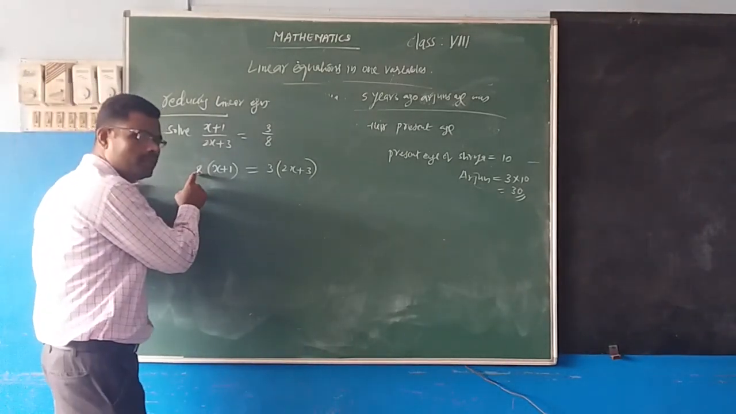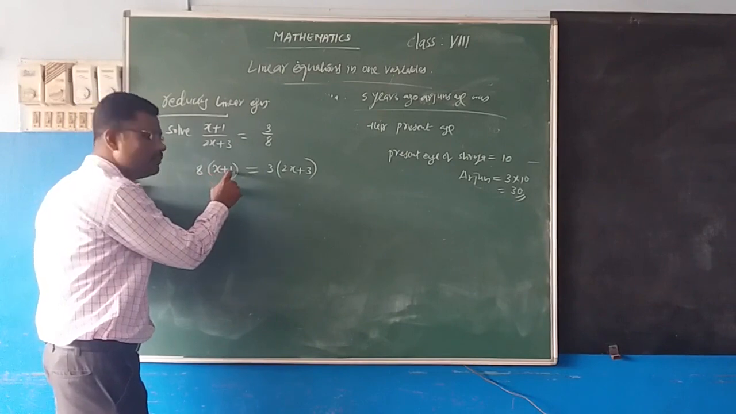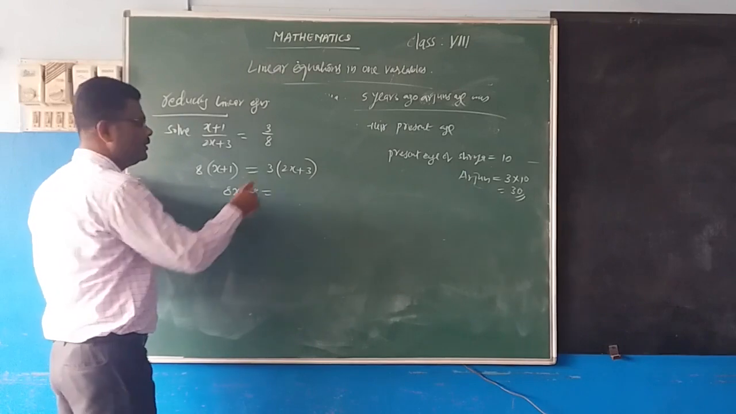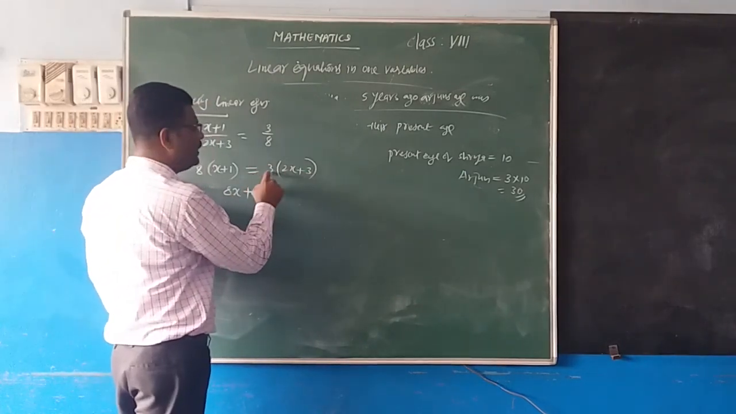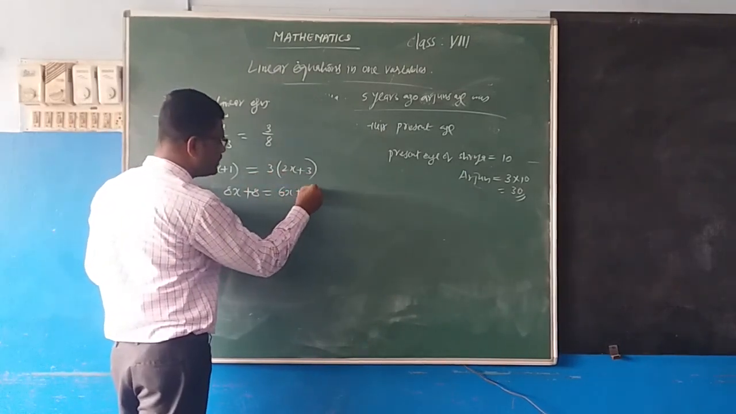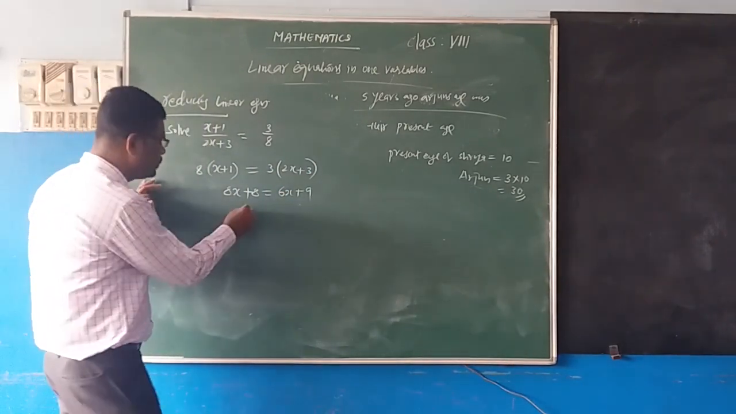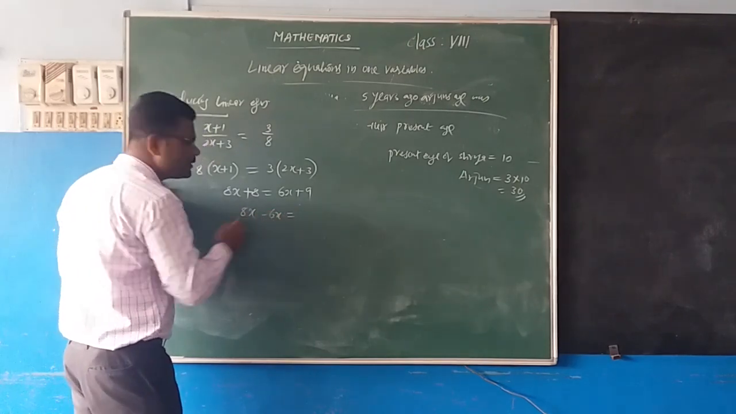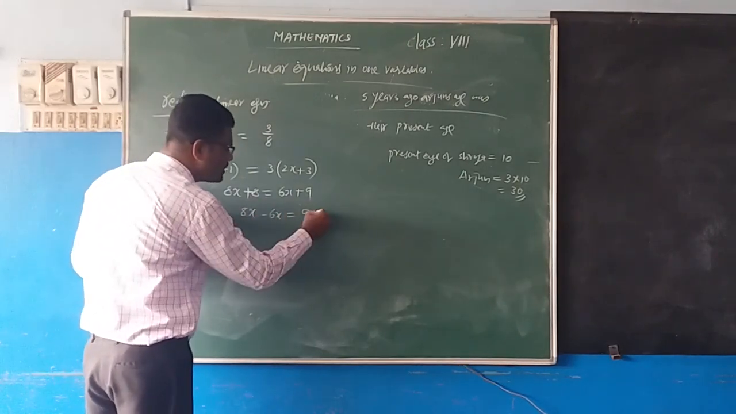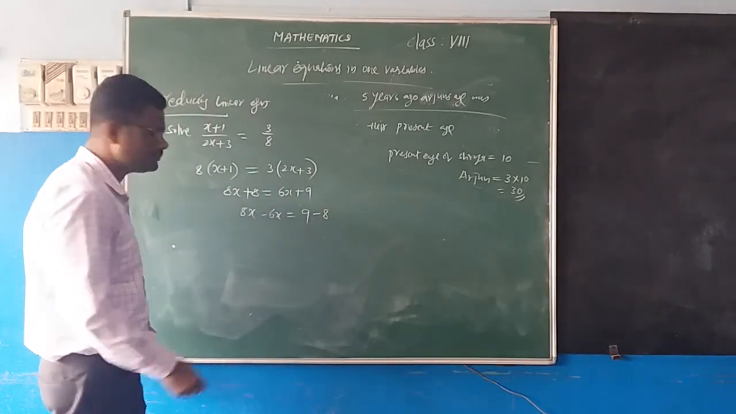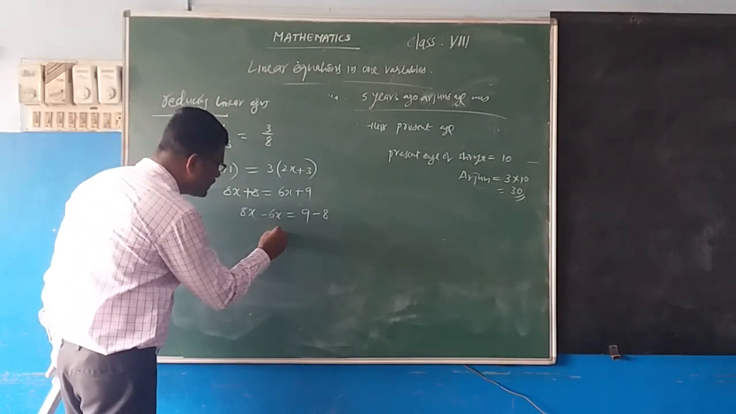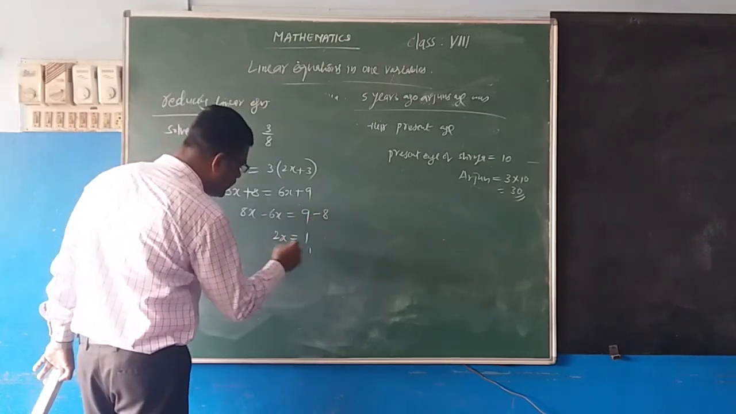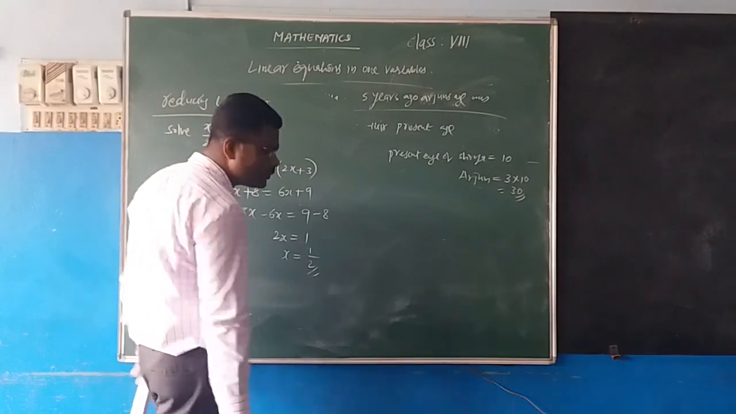Open the brackets. How to open the brackets? 8 with both the numbers. 8 into x is 8x plus 8 ones are 8. 3 with both the numbers you need to multiply. 3 twos are 6x plus 3 is 9. So 8x you keep as it is, 6x you bring this side, minus 6x is equal to 9. When plus 8 goes to the other side it becomes minus 8. 8x minus 6x is 2x is equal to 9 minus 8 is 1. Or x is equal to 1 by 2. When 2 comes this side it becomes divides, 1 by 2.